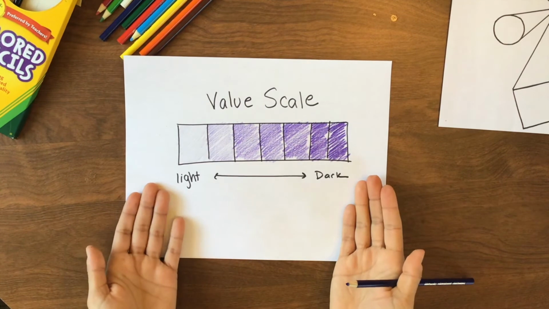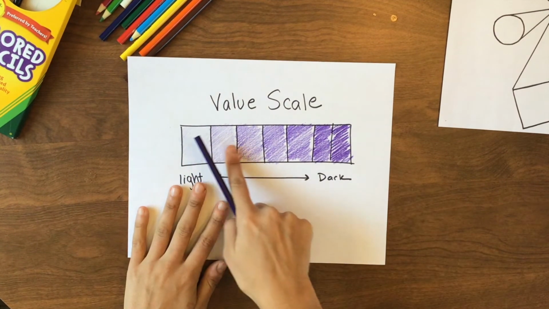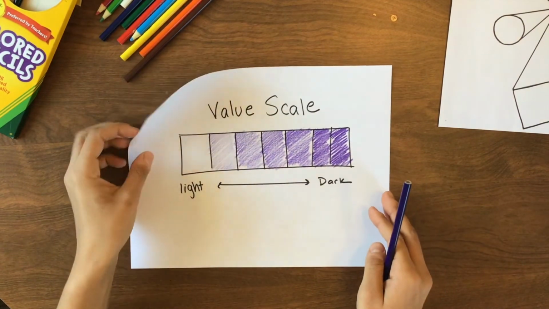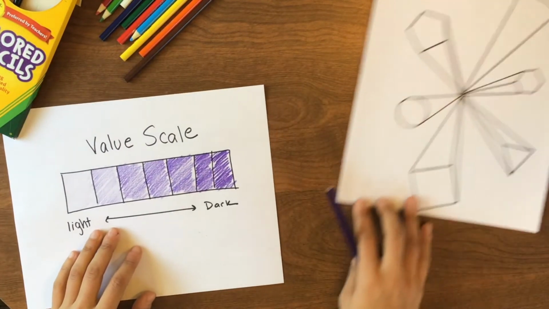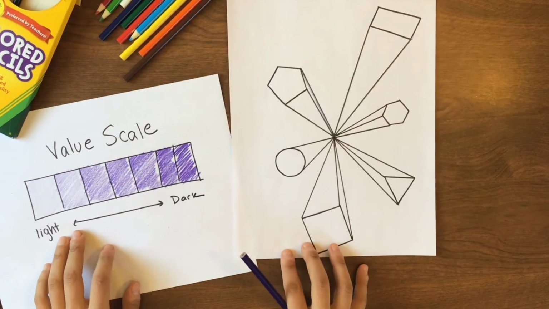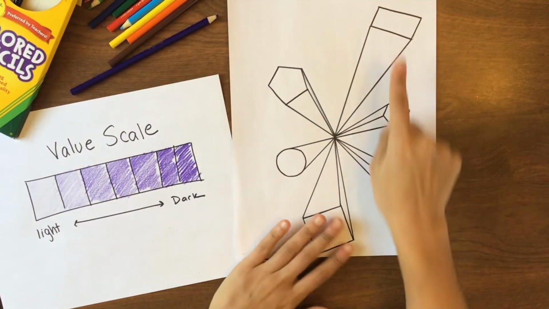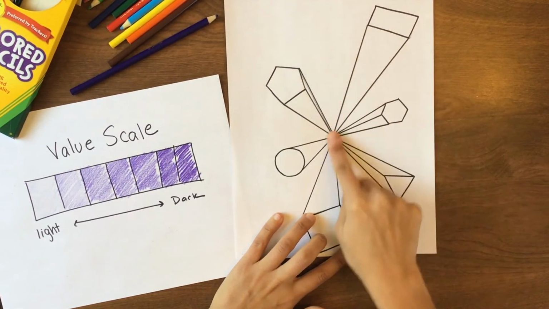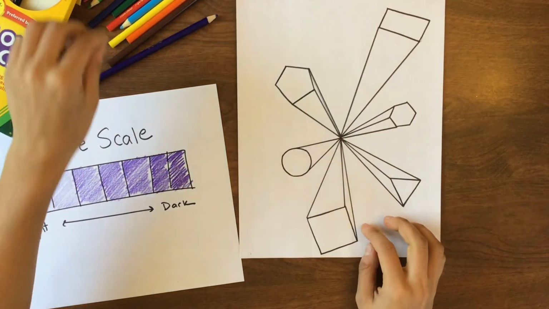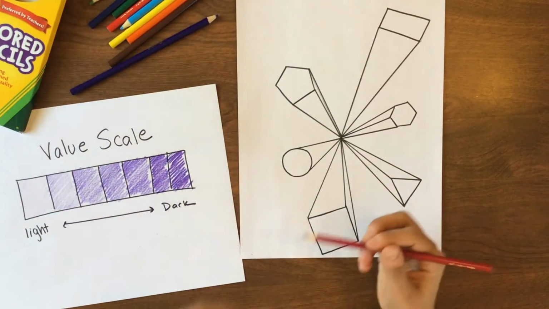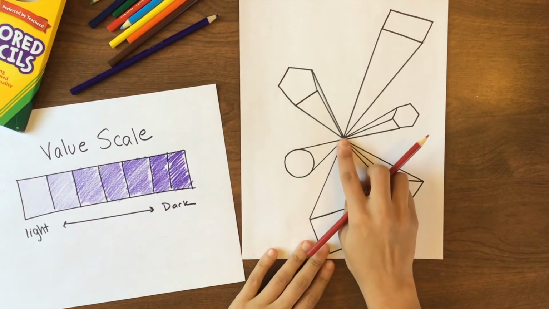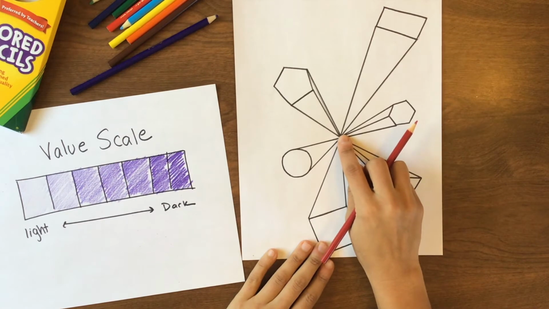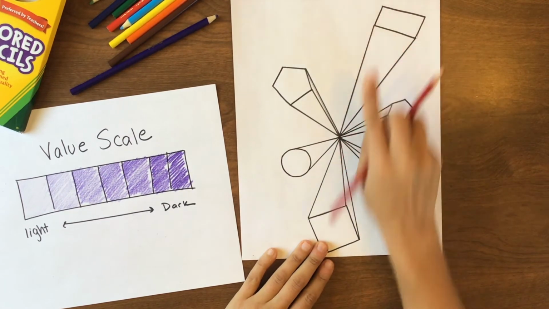This is called a value scale. This is what's going to help us make our forms appear to be more three-dimensional. So I'm going to move my value scale a little bit out of the way, but I'm just going to keep it so we can see it. So we are not going to be coloring in our shapes. We're just going to be coloring in or adding value to these lines that come from our point perspective. What we're going to do is make our value darkest the closer it is to the point, and as it gets closer to the shape, we're going to get lighter value.